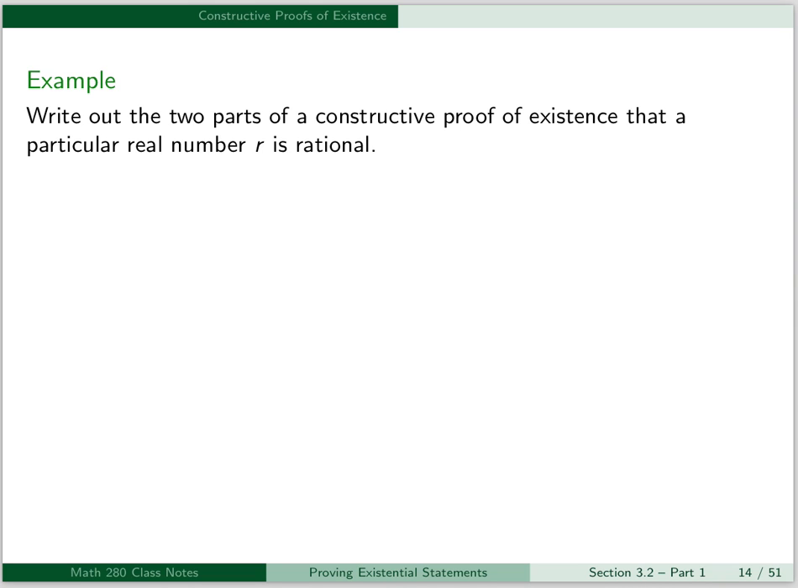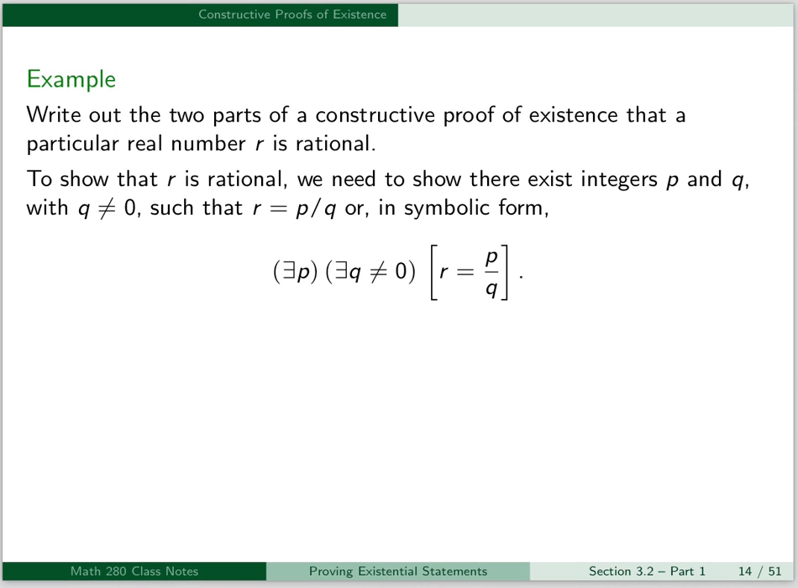For another example, we want to write out the two parts of a constructive proof of existence that a particular real number r is rational. To show that r is rational, we need to show there exist integers p and q, with q not equal to 0, such that r equals p over q, or in symbolic form, there exists a p, there exists a q not equal to 0, such that r equals p over q.